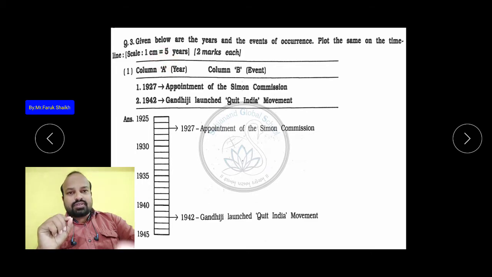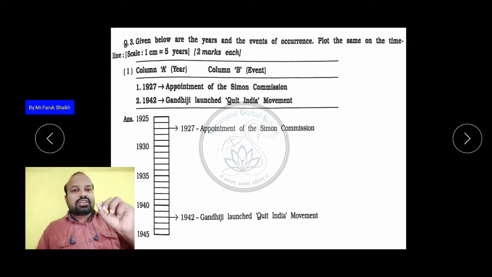1 centimeter. Do you know, on the scale also there is a 1 centimeter? It is also given that from the year 1925, 1, 2, 3, 4, and 5. So this is the 1 centimeter. It is called the 5 years. So this is the scale given here: 1 centimeter is equal to 5 years. And for this timeline, it can be asked for 2 marks.